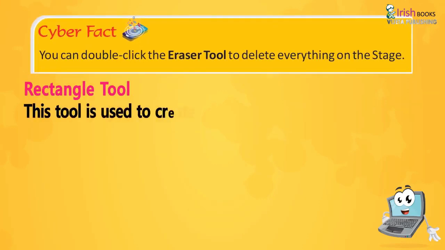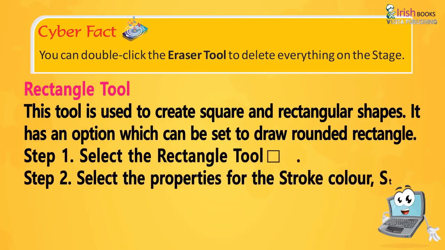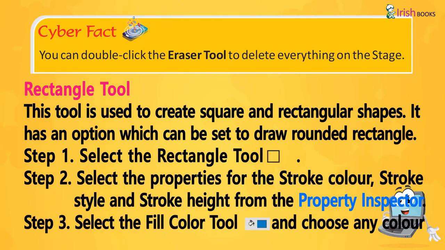Cyber fact. You can double-click the eraser tool to delete everything on the stage. Rectangle tool. This tool is used to create square and rectangular shapes. It has an option which can be set to draw a rounded rectangle.